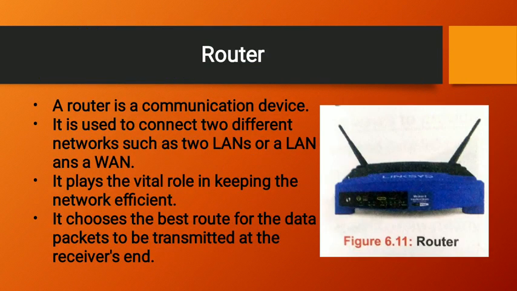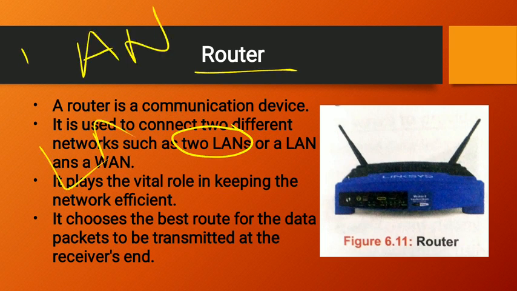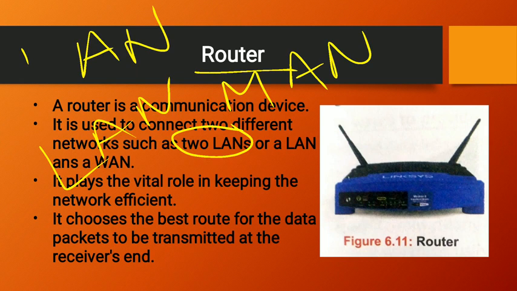Our next component is router. Router is also a communication device. It is used to connect two different networks. Okay, so two different networks means it can connect two LANs. Two different networks does not mean that one LAN and one WAN, or one LAN and one MAN. Okay, it does not mean the different types of network. It means that two different networks.